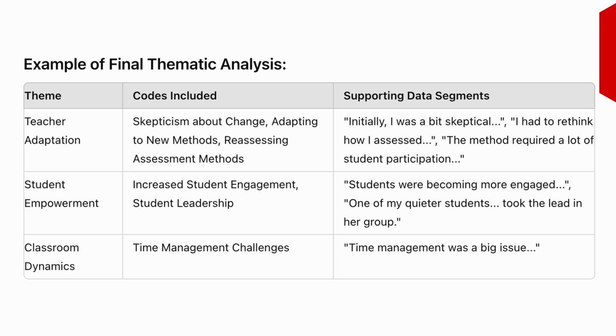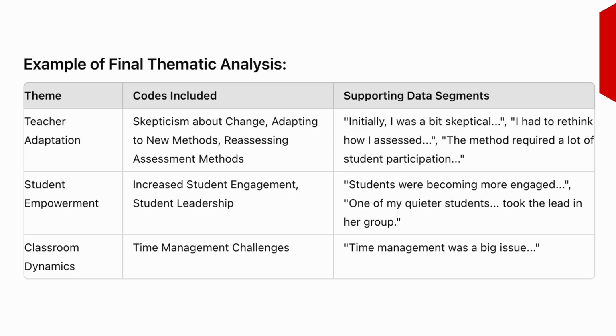For example, teacher adaptation. This theme includes codes such as skepticism about change, adapting to new methods, and reassessing assessment methods. These codes captured the challenges and adjustments the teacher experienced. Students' empowerment: this theme includes quotes like increased student engagement and student leadership, reflecting the positive outcomes for students using the new teaching method. Classroom dynamics: this theme includes quotes related to time management challenges, highlighting the logistical difficulties in adapting to a new approach.